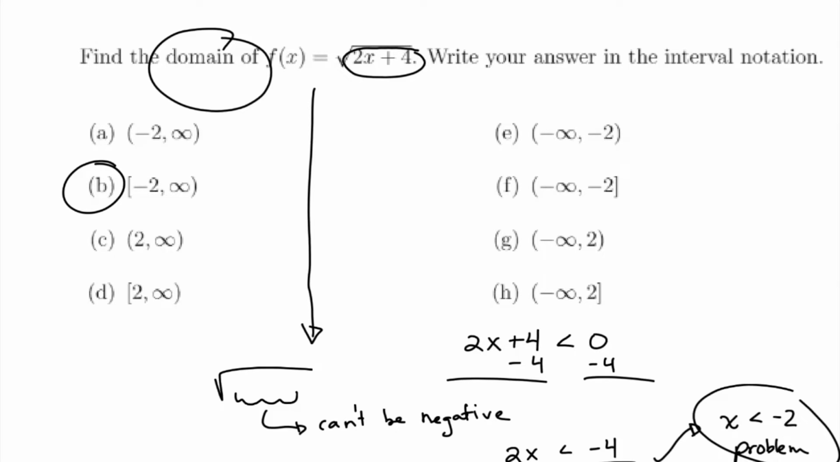Now, personally, I usually solve where do I have a problem, and then do you see how I kind of reversed it to get the solution? That's fine if you do that. If instead you just wanted to find out where you're okay, instead of setting this less than 0, you could have said, let's see where 2x plus 4 is okay. We know it's okay if we're greater than or equal to 0. And then when you solve, you get the answer directly.